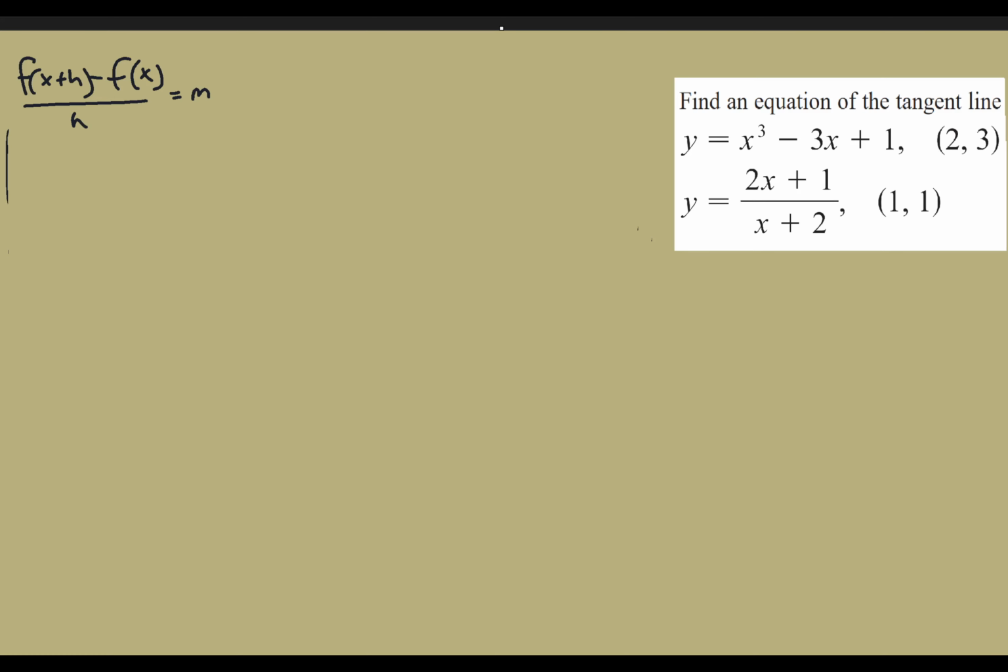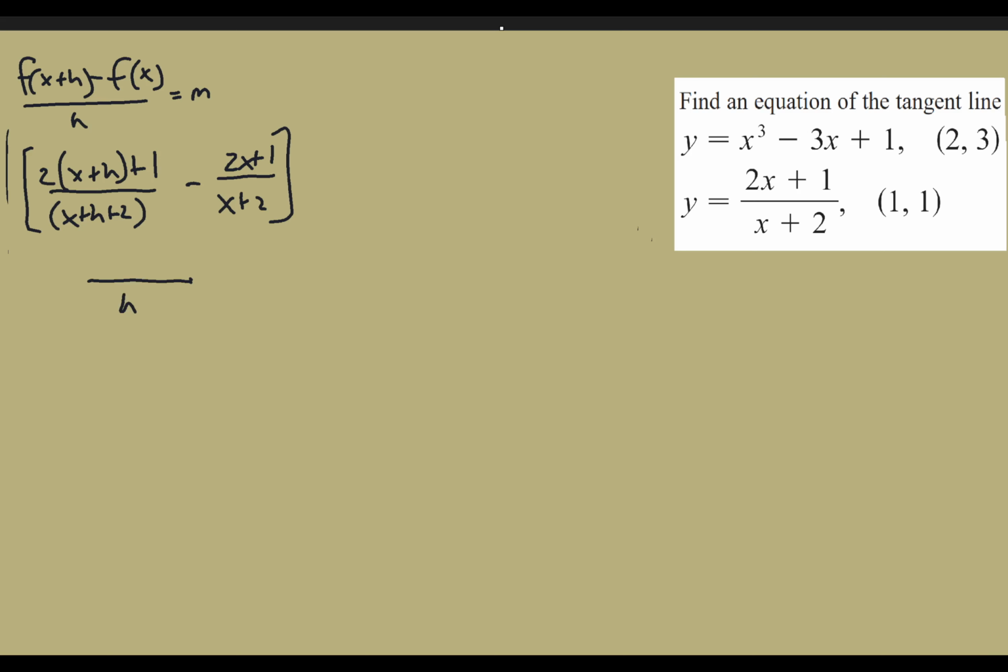Okay. Let's write it out the same way. (2(x plus h) plus 1) over (x plus h plus 2), minus (2x plus 1) over (x plus 2). And all of this is divided by h. So let's keep the h away for now. I want you to remember that's there, but I need to expand all of this, right? So maybe I'll write it just down here somewhere like that.